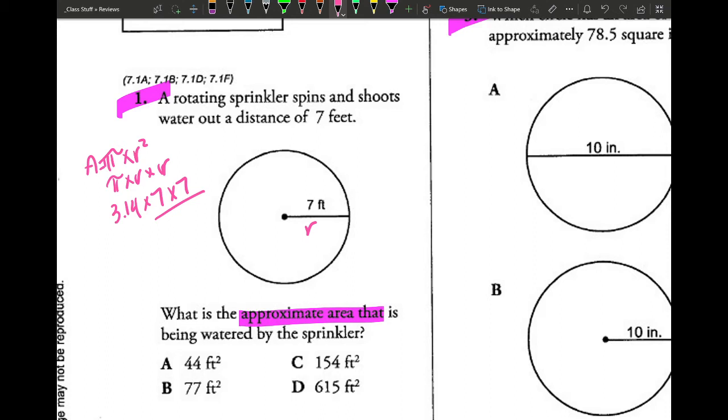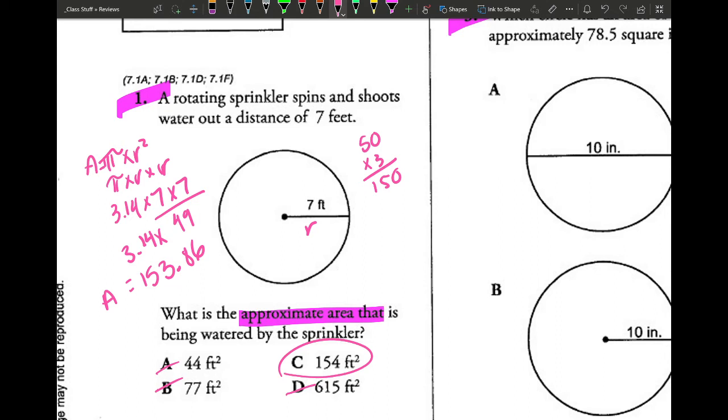I always like to multiply the non-decimal ones first. This is going to be 49 times 3.14. Let's go ahead and estimate. 49 is really close to 50, right? 50 times 3 is going to be 150. So it's not going to be this right there. My only choice is going to be C. So when you multiply 3.14 times 49, you actually get 153.86. Area, 153.86. Now remember, when they're talking about area, the units have to be squared.